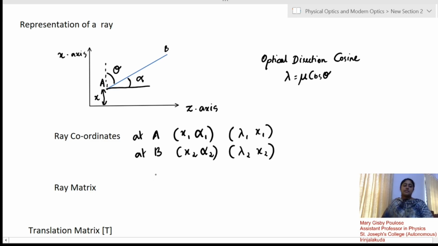In the matrix method, we usually don't take the coordinate representation. We take the matrix representation. Hence, the ray matrix at A can be represented as the matrix lambda 1, x1, and the ray matrix at B can be represented as lambda 2, x2.